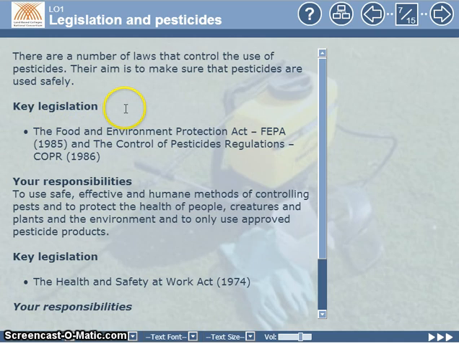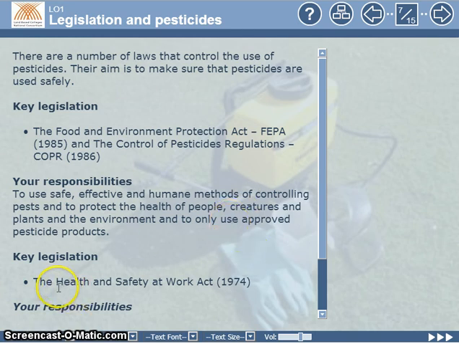So, key legislation. The first one is the Food and Environmental Protection Act, also known as FEPA, which was brought in 1985, and also the Control of Pesticides Regulations, COPR, C-O-P-R. So your responsibilities are to use safe, effective and humane methods of controlling pests and to protect the health of people, creatures and plants and the environment, and to only use approved pesticide products.